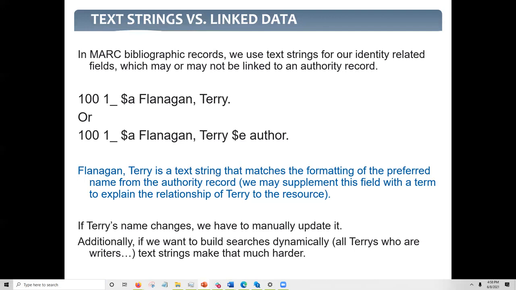codes. So Flanagan-Terry is a text string. This matches the formatting of the preferred name from the authority record. So if I went out to the Library of Congress National Authority File as a cataloger, that's where I would go first, and I would find that, yes, indeed, it matches. Now, as a cataloger, I might just not worry about it, but you are seeing more and more of these relator codes, and this is something that the cataloger supplies, because they are the one looking at the resource and making the decision about that person's relationship to that specific work.